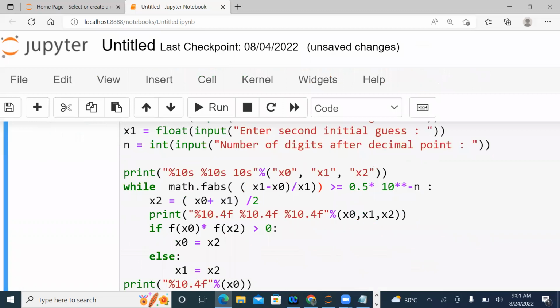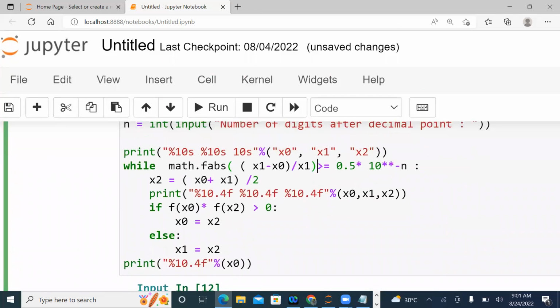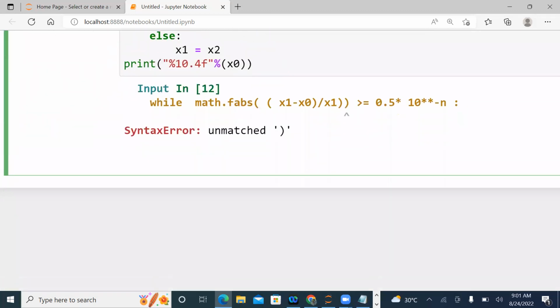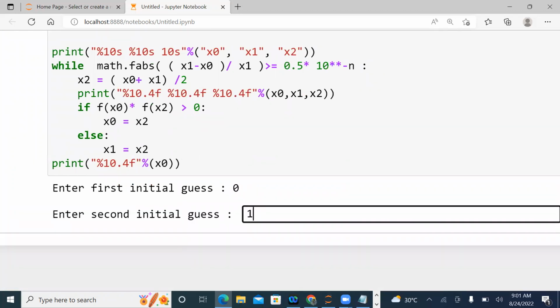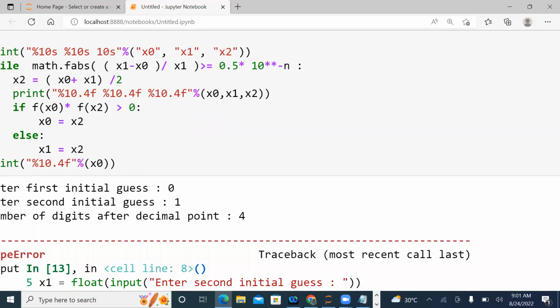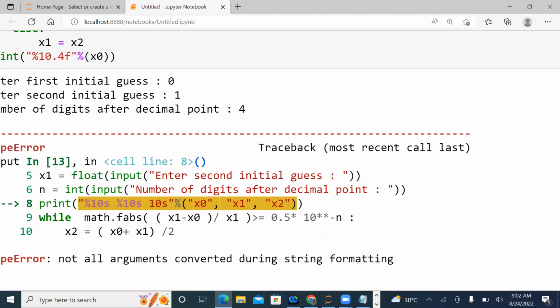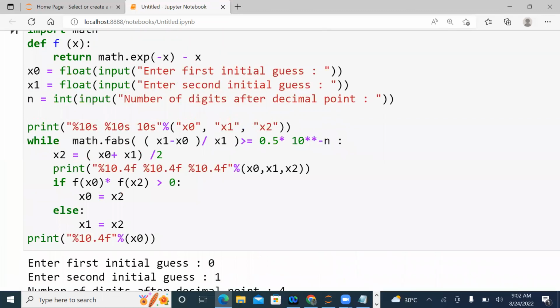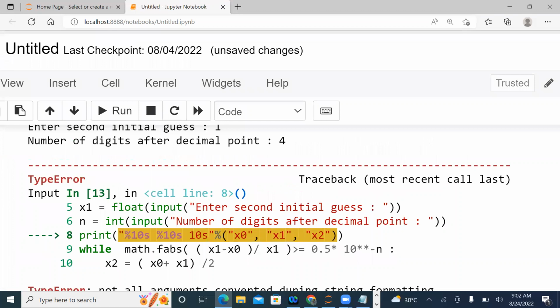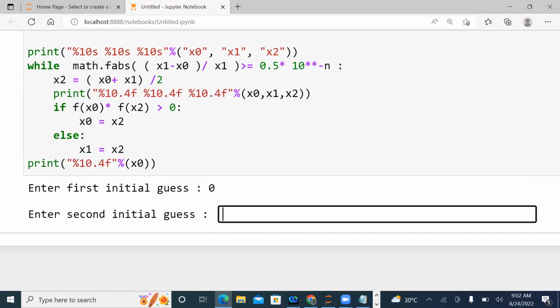I think there is some additional parenthesis which is not required. x1 minus x0 by x1. Enough. Initial guess maybe 0, next say 1. I want the root to be correct up to 4 digits. One percentage sign is missing somewhere, I think here. That should take care of the problem.